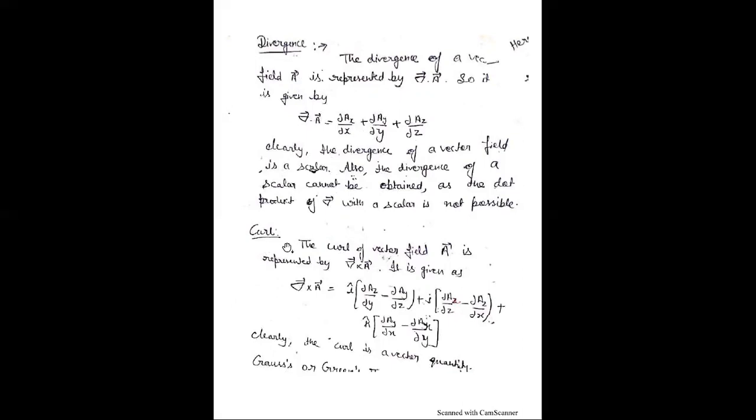Now, the next is curl. The curl of a vector field is represented by the cross product del cross A. Using the determinant form, we find del cross A equals i (∂Az/∂y minus ∂Ay/∂z) plus j (∂Ax/∂z minus ∂Az/∂x) plus k (∂Ay/∂x minus ∂Ax/∂y). The curl of any vector gives a vector quantity, because the i, j, k unit vectors along the three axes are present.